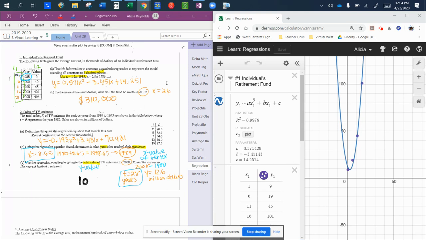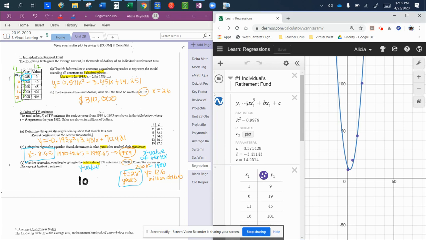So here I have my table, and notice that it tells us to use x equals 1 for 1985. So we're not going to be dealing with these super huge numbers. So it's going to make our window a lot more friendly when we're looking at our graph. We need to make sure that we have already watched the video in Edpuzzle for how to set up regression in Desmos. It's very short, about 1 minute long, just to show you guys how to use Desmos and how to find the regression model.